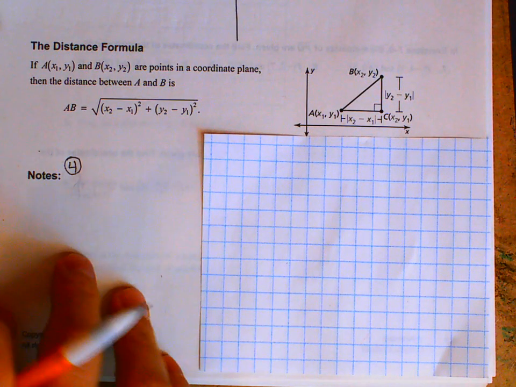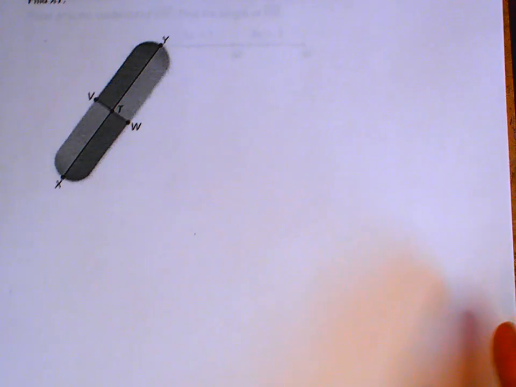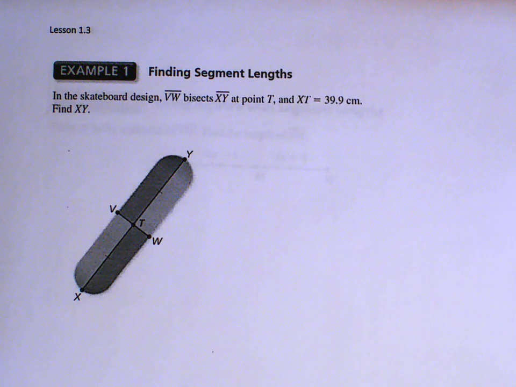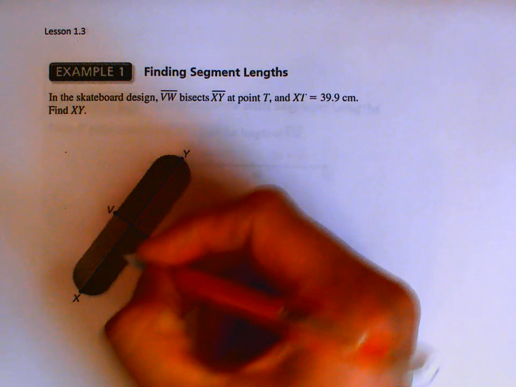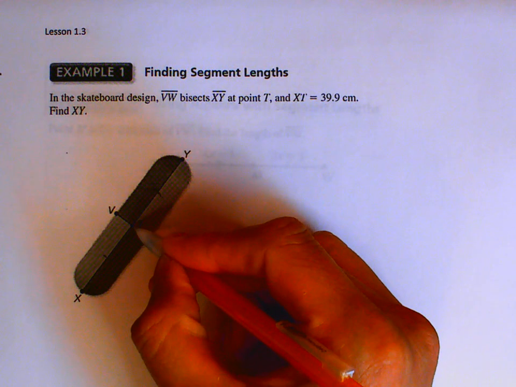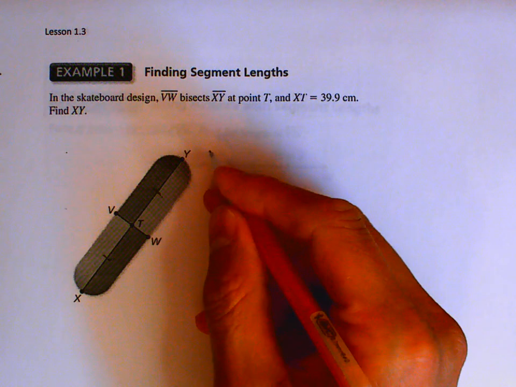Now we are ready to start the examples. So let's start with example number 1. Here's example number 1. In the skateboard design, VW bisects XY at point T. I don't know if you can see it, but there are two little hash marks right here. Why are they there? Well, that's because T is the midpoint. They're telling me that XT is 39.9, and they want to know what XY is going to be.